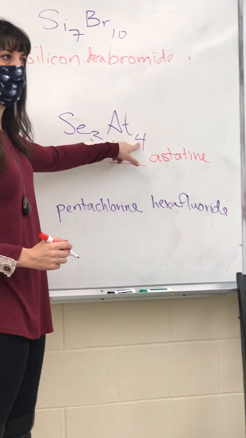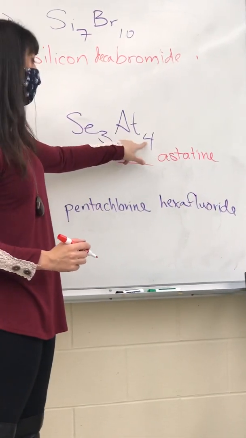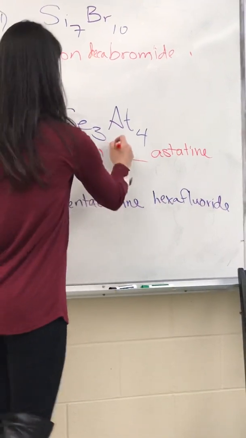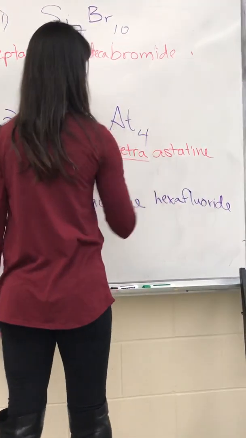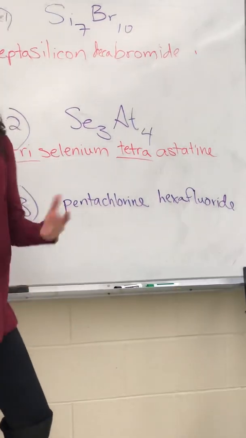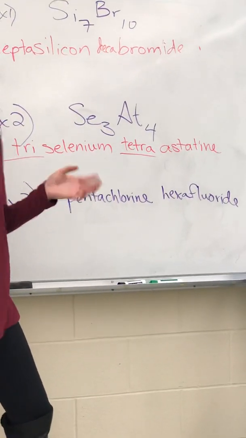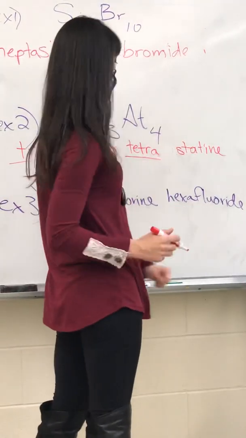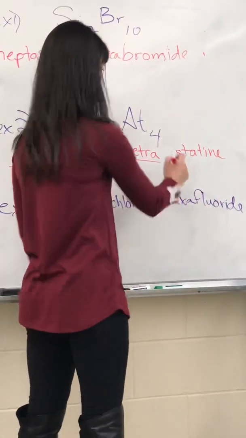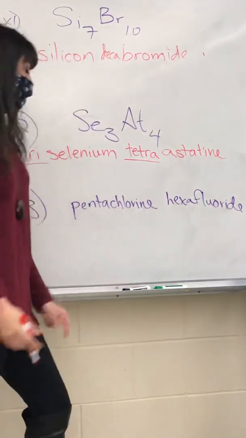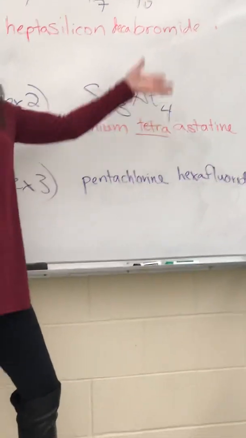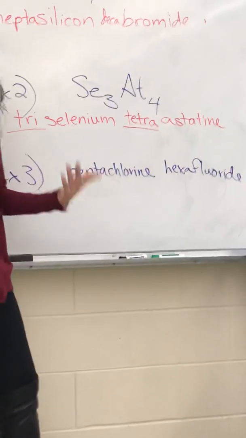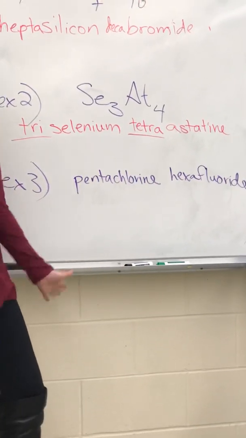What's the 4? Tetra. Astatine. Now, sometimes we don't like vowels stuck together. Tetraastatine, so maybe it goes like this, tetraastatine. But again, this is a made up one. I haven't seen astatine with 4 before. So if you're not sure, ask me, is this right? And I'll say yeah, or no, it's like this.